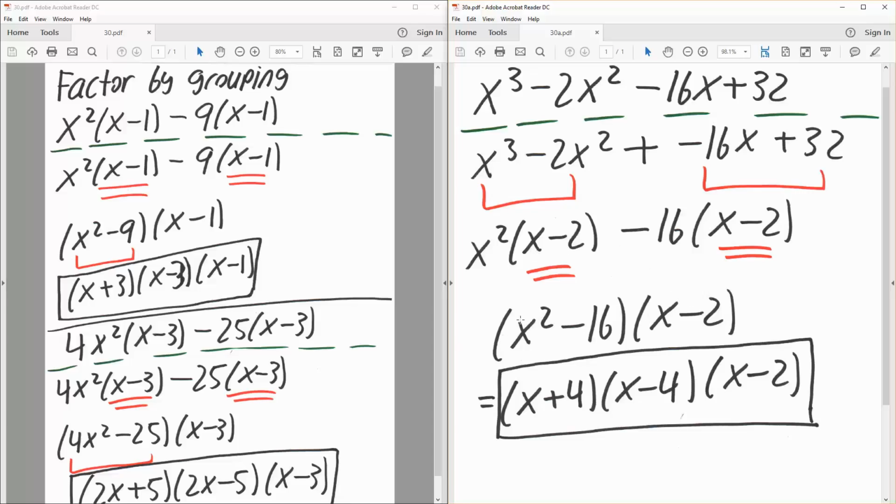This works because x squared times (x minus 2) would be this, minus 16 times this would be this. And so the next step is to factor this out further. We could do that by (x plus 4) times (x minus 4). This is because x times x is x squared. 4 times negative 4 is negative 16. X times negative 4 is negative 4x. 4 times x is 4x. So negative 4x plus 4x is 0x. And x minus 2 remains the same. So this right here would be the final answer. And that's how we can factor by grouping.